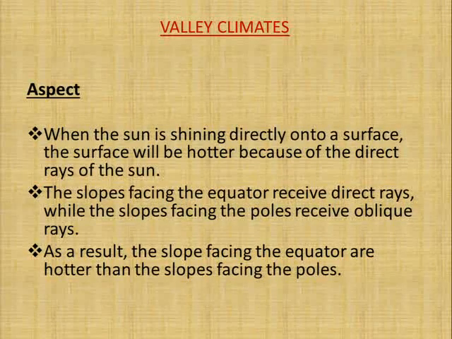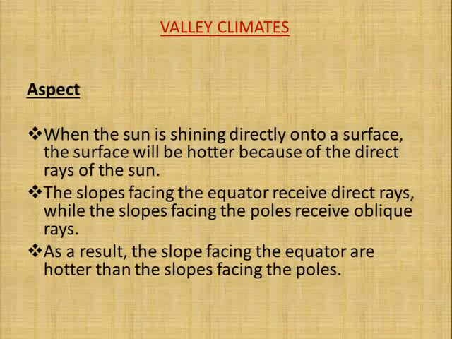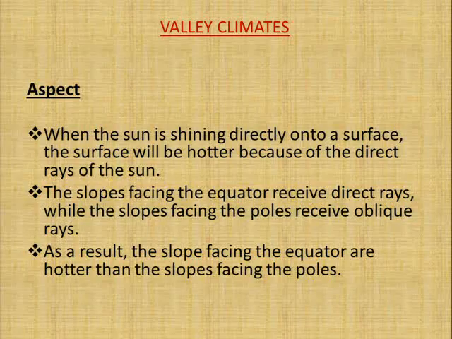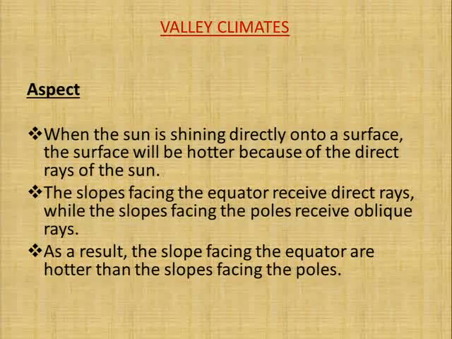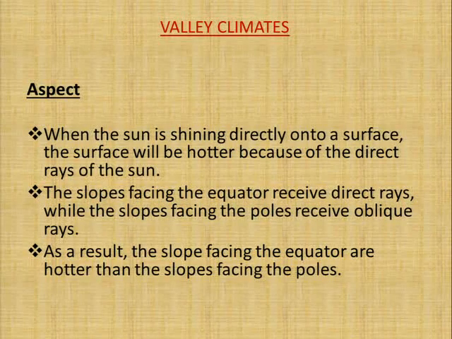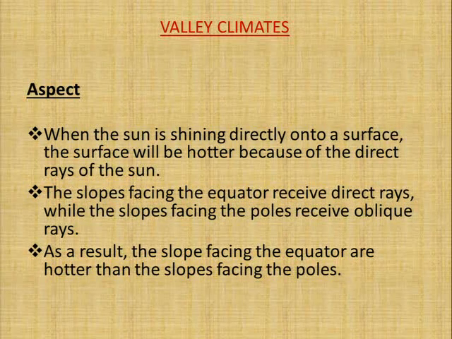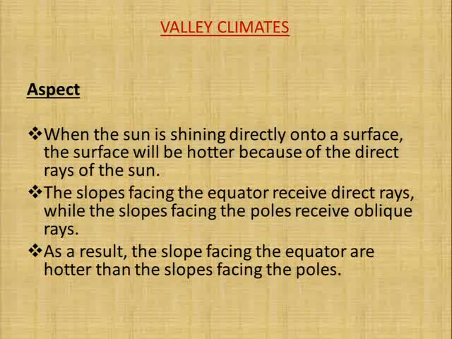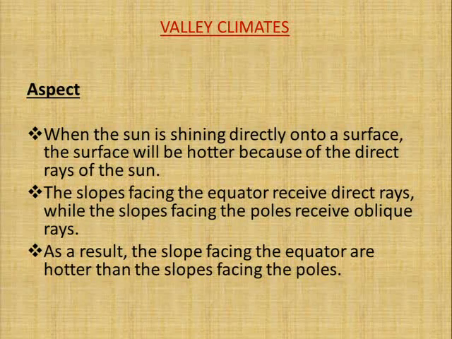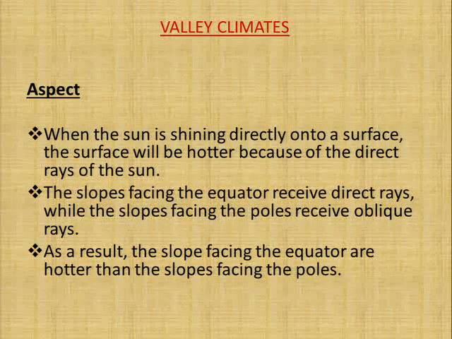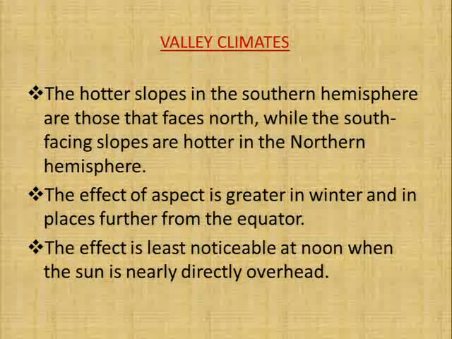Right. So they say the slopes facing the equator receive direct rays, while the slopes facing the poles receive oblique rays. When they talk of the poles here, they're referring to the whole Earth. So we know that the slopes facing the Antarctic, or the slopes facing the Arctic, will be colder because they are far away from the equator. Whereas slopes facing the northern direction or towards the equator will be warmer. Now they say, as a result, the slopes facing the equator are hotter than the slopes facing away from the equator, or to the poles.